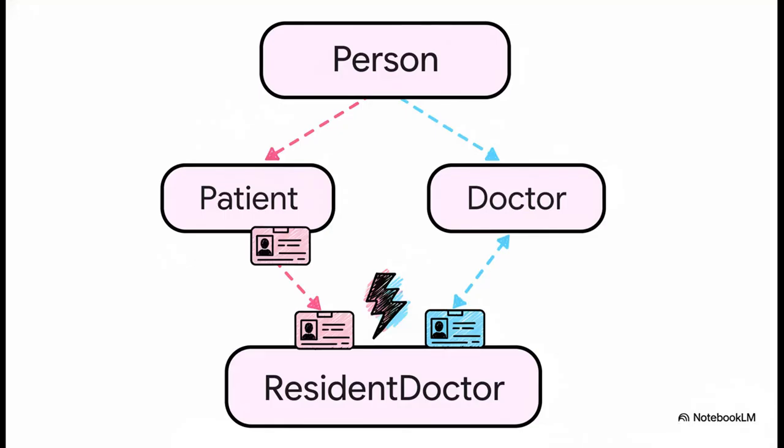So why is this such a big deal? Well, because our resident doctor inherits from patient, it gets a complete copy of all the person data, a name and an age. But wait, it also inherits from doctor, which brings along its own copy of the person data. So now our poor resident doctor object literally has two sets of names and two sets of ages. One came down the patient path, and the other one came down the doctor path.